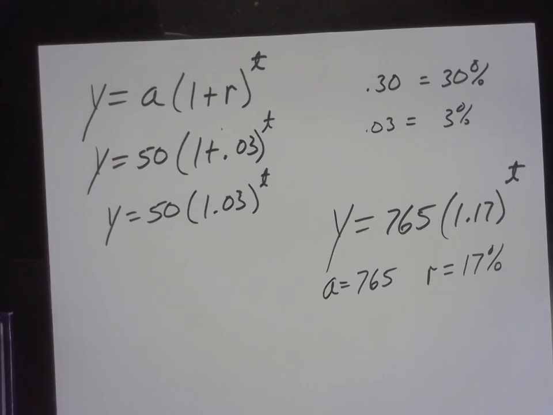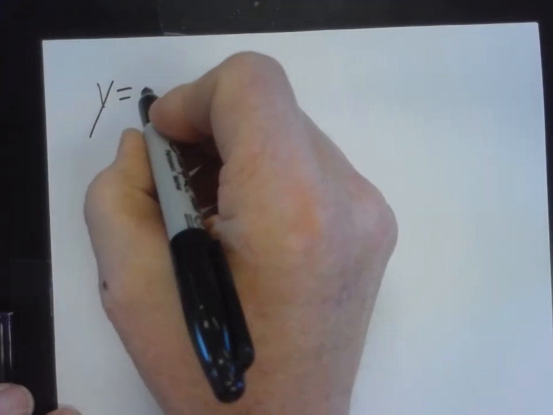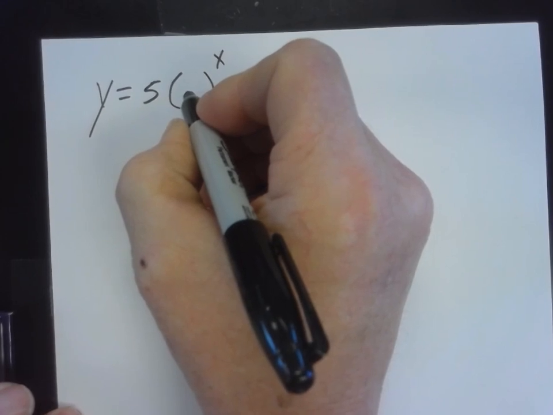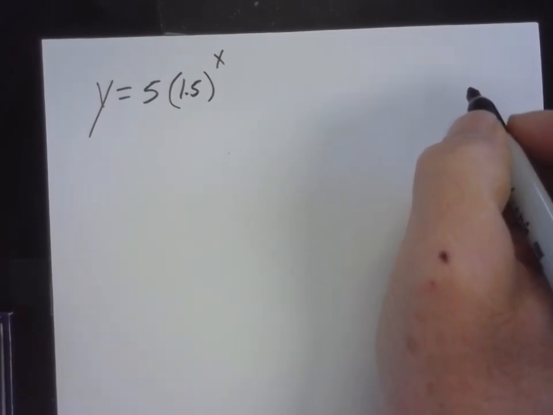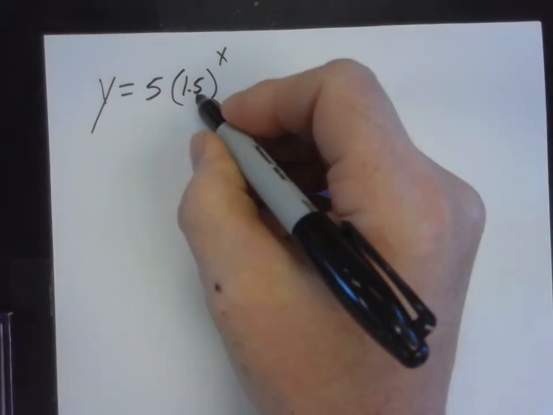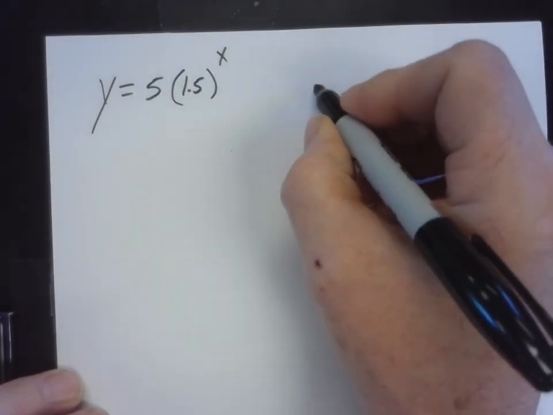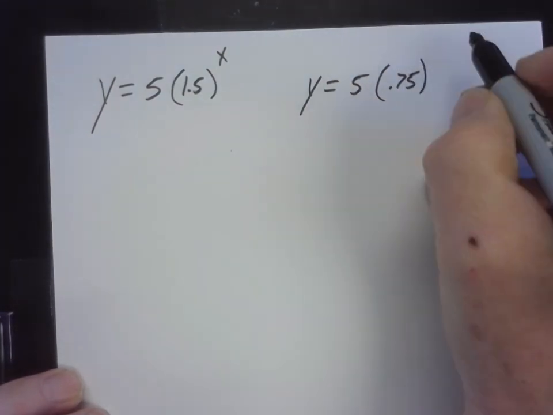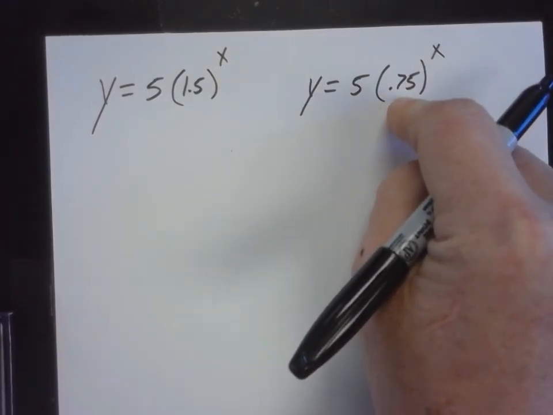Let's talk about this number inside here for a minute. We talked about it the other day, but let's just make sure. y equals 5 times something to the x power. If this number is greater than 1, what's happening? Exponential growth or exponential decay? Growth, if it's greater than 1. In fact, here, isn't it 50% growth? Yeah. If that number is less than 1 but still greater than 0, then we're going to have exponential decay. And we're going to talk about that in a minute.